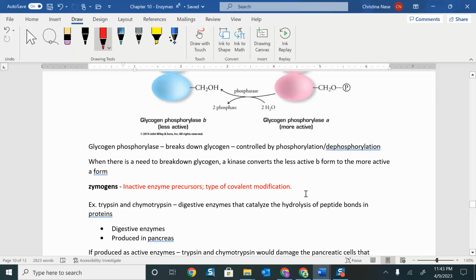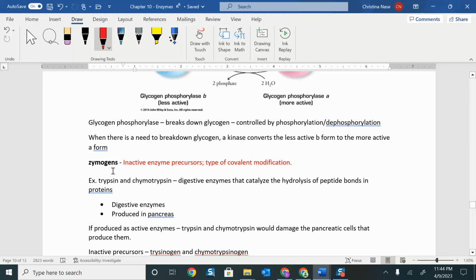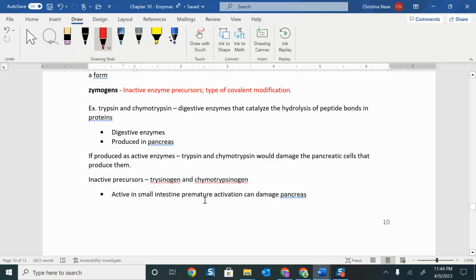Another example of covalent modification we see with the zymogens, where you have an inactive enzyme precursor. So something like some of our digestive enzymes, trypsin and chymotrypsin, these are digestive enzymes that catalyze the hydrolysis of peptide bonds in proteins. Now, they're made in the pancreas, but the pancreas has to produce them in their inactive form, because if they made them in their active form, it could actually damage the pancreas. It would kill the cells that are making them. So we make the inactive forms, instead of trypsin, it's called trypsinogen and chymotrypsinogen. So those ogens at the end mean that's the inactive form. Those are the zymogens.